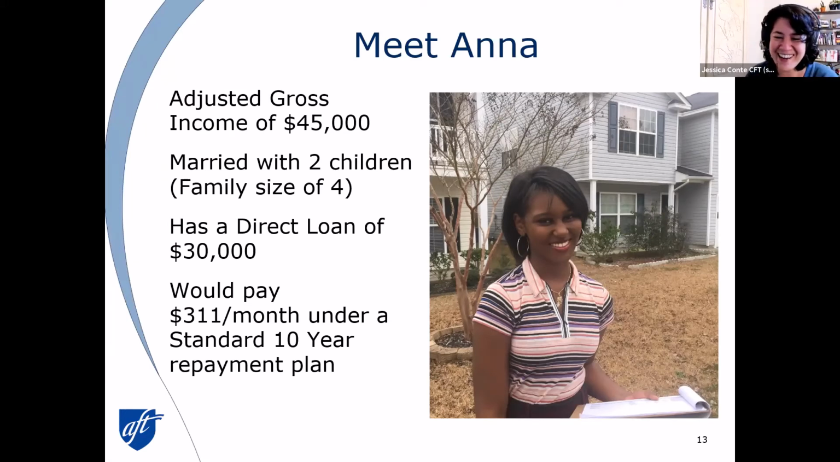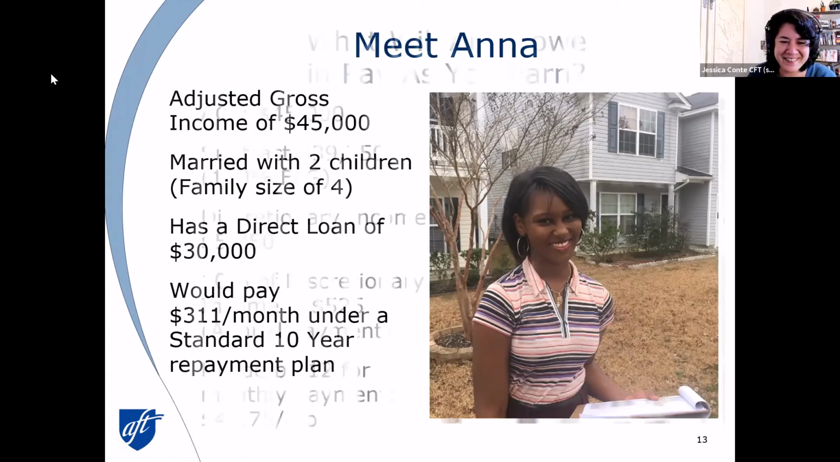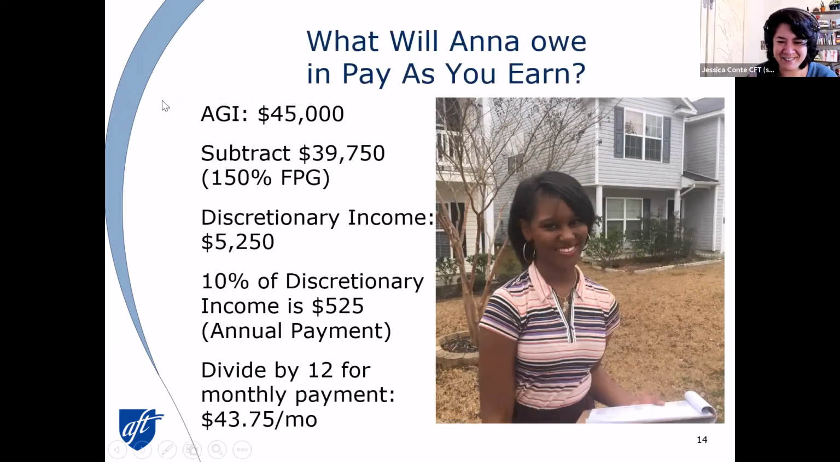So we're going to do some math, which I'm not very good at, but luckily we have the answers here, to see how much she'd pay under Pay As You Earn. So Anna has, with her adjusted gross income of $45,000 a year, for a family of 4, 150% of the poverty line is $39,750. Okay, so you subtract this amount from her adjusted gross income, so 45,000 minus 39,750 means that her discretionary income is $5,250.